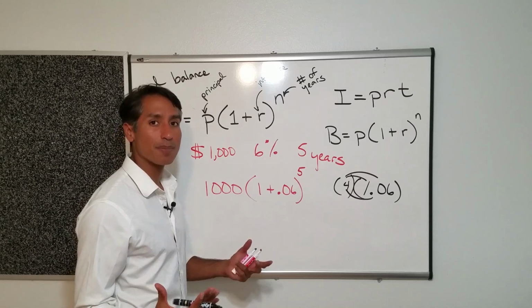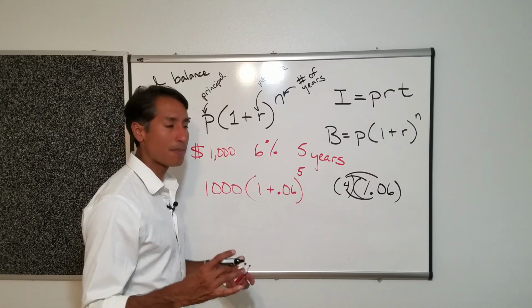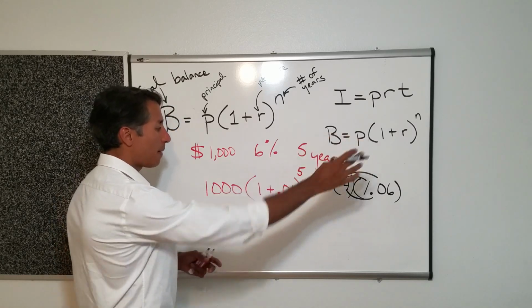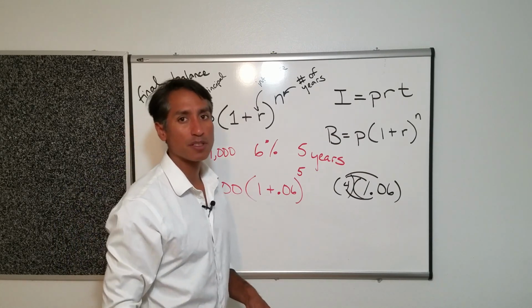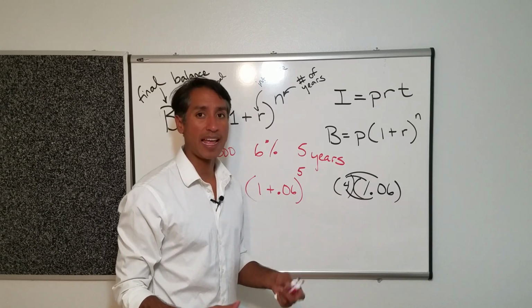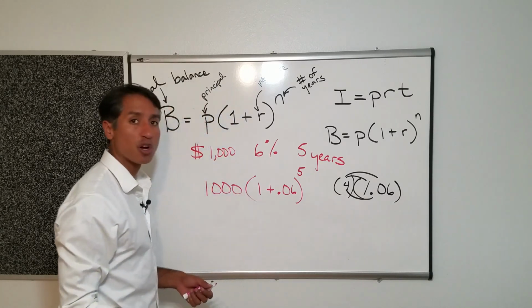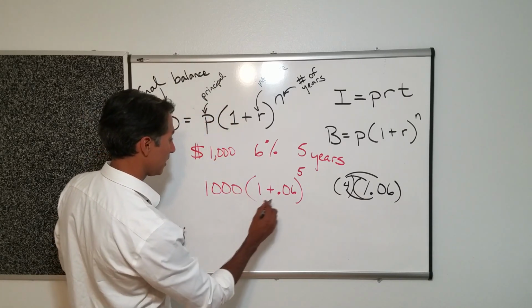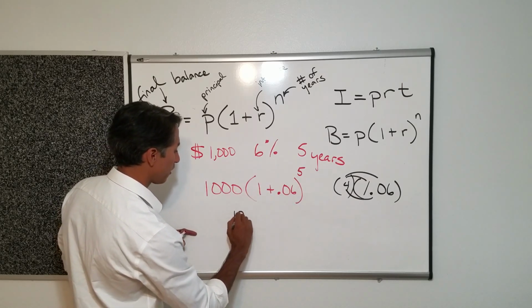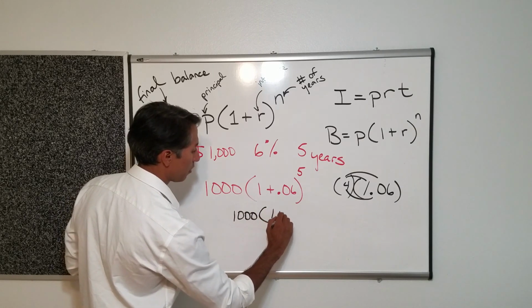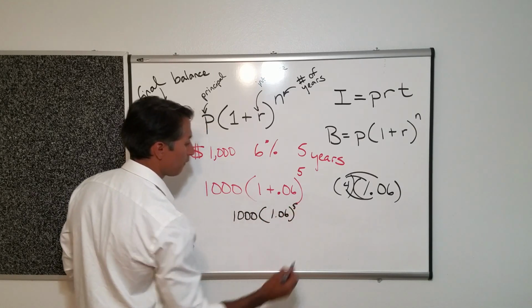It does get kind of complicated, and as you get farther into math, you talk more about why the 1 is needed in there. You start to see this again when it comes to exponential growth and decay. You see that same value showing up. Well, it's in the equation. So we have 1,000 and we have 1.06 to the fifth.